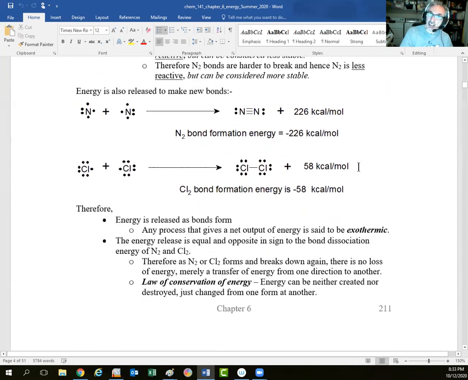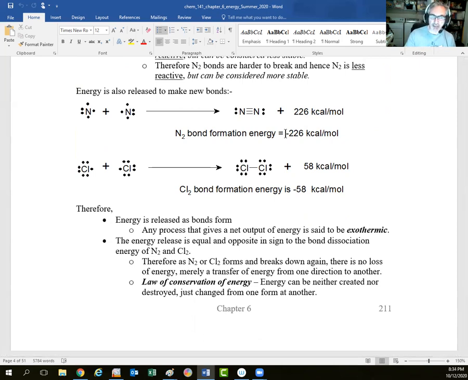Energy is neither created nor destroyed, just changed from one form to another. And so this is energy being released. From the point of view of these chemicals, we're measuring in this bond formation energy, when the bonds form, how much energy the atoms and molecules lose as these chemical bonds form.